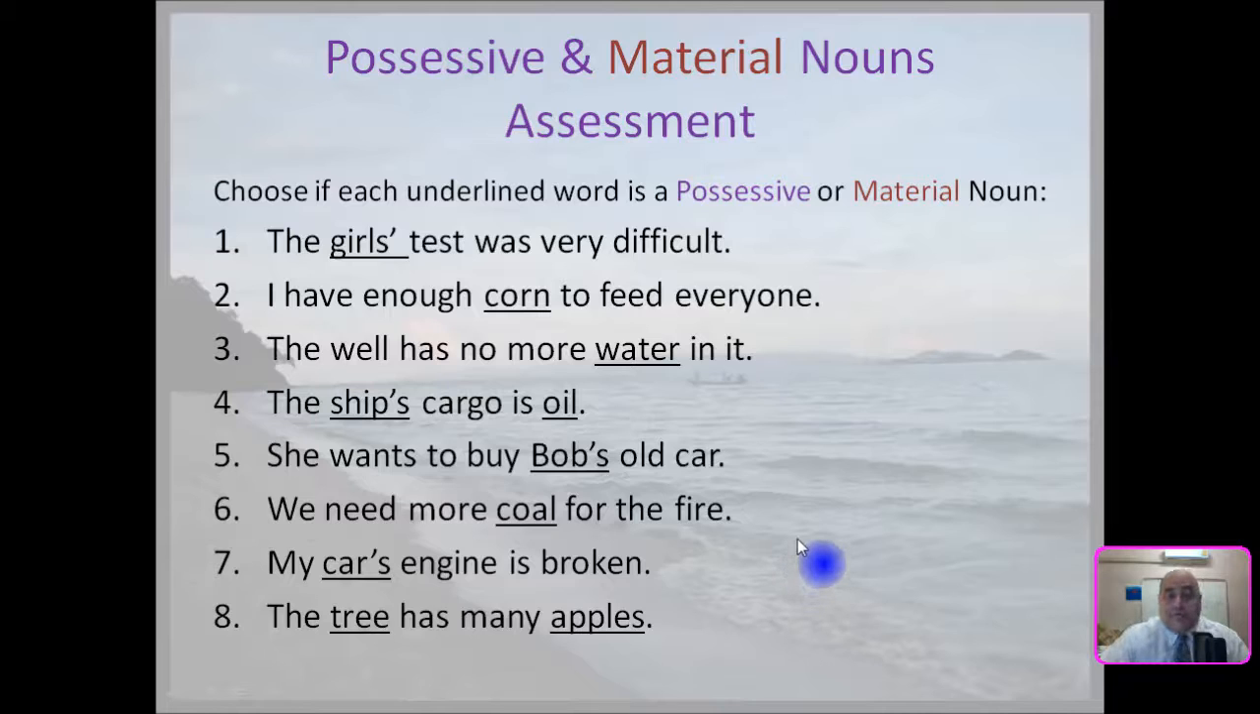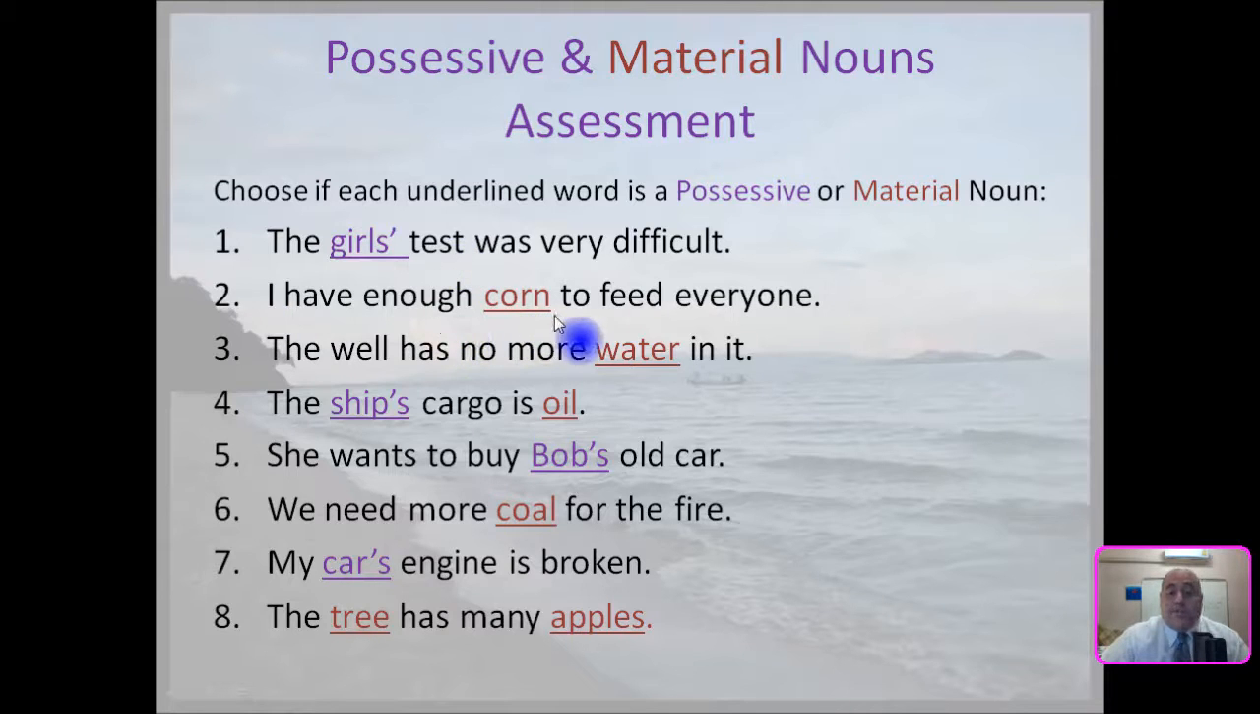You can pause the video to give you a little bit more time to select if the underlined words are possessive or material nouns. Okay, let's look at the answers. Number 1, the girls' test was very difficult. So it's S apostrophe, so more than one girl, and they owned the test. It was their test. So more than one girl, each took a test.